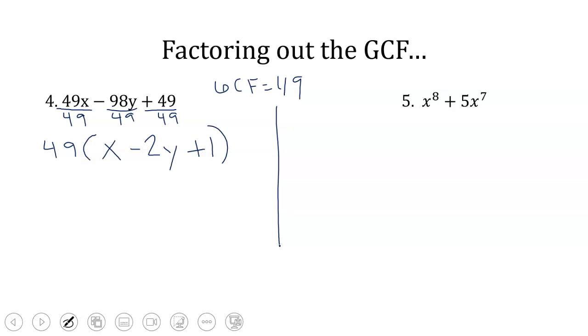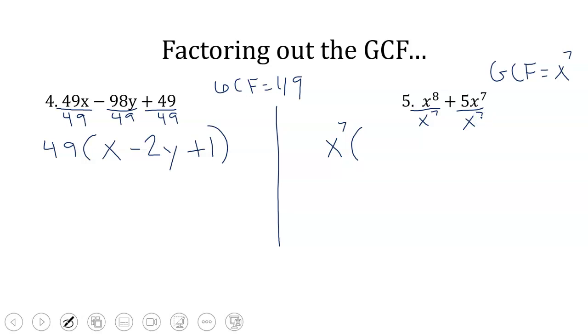So let's look at number 5. So we do not have a number GCF, but we have exponents. We have an x^8 and then an x to the 7th power. So which one's the smallest? x to the 7th power. Smallest exponent. So I'm going to divide x to the 7th power from the entire problem. So put x to the 7th power and then open your parentheses. We're taking it out. So we are going to divide x to the 7th power all the way across.